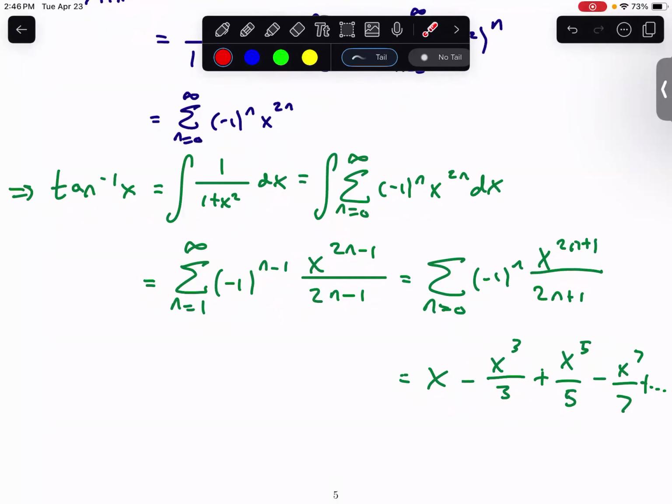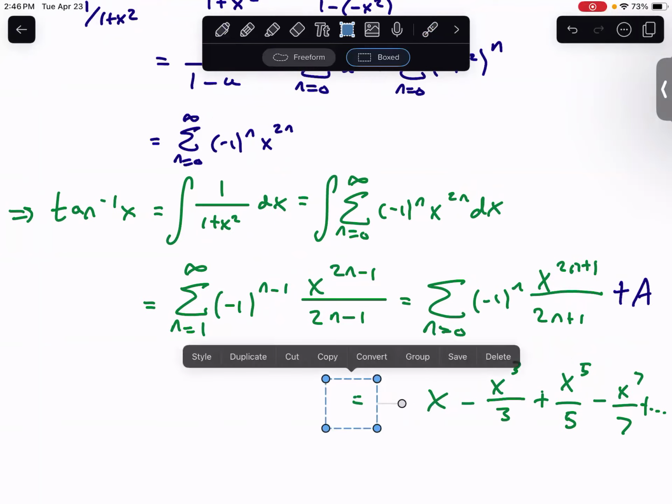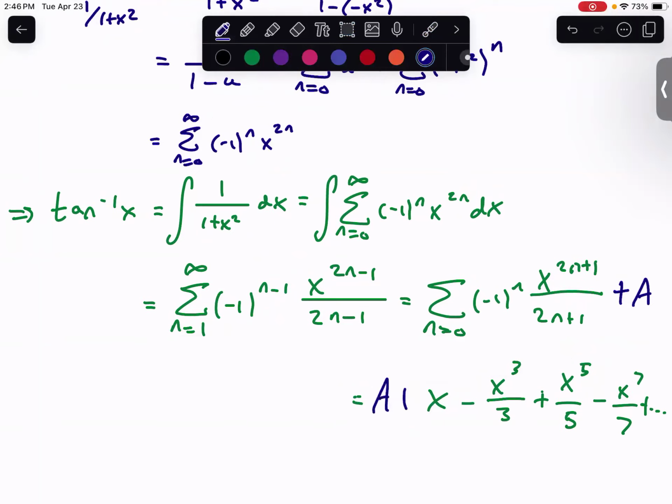Oh, there's actually one part. Well, I messed up explaining this problem. There's one other part I actually missed out here, right? We did the integral, so there should be a plus a at the end. There should be a constant. And so we actually need to solve for what this constant is. It's the problem that never ends.